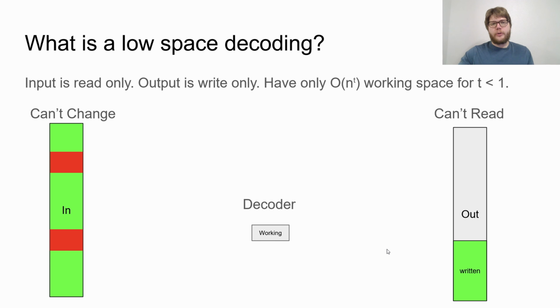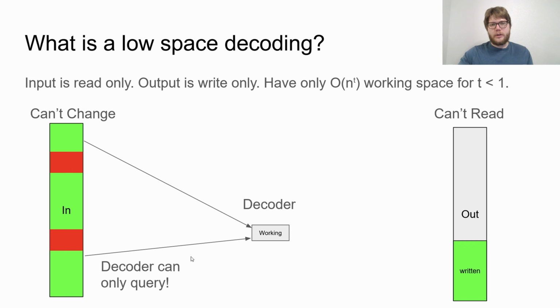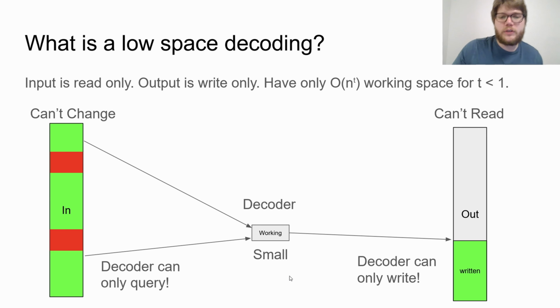So we are going to work in the regime where we want a low space decoder. We have some input that we can query but can't change. And we have some output we can write to, but can't read from. And in the middle, we have small space, and we still want to do list decoding in this regime.